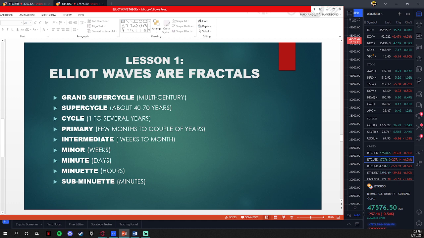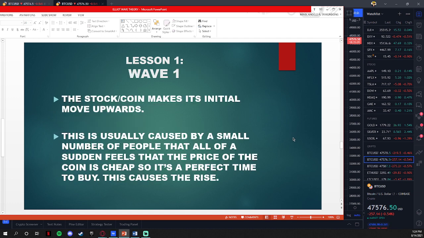With that said, that's the introduction covering the theory of the Elliott waves, and now we're going to be covering the 5 impulse waves and how they work. So wave one. The stock or coin makes its initial move upwards. This is usually caused by a small number of people that all of a sudden feel that the price of the coin is cheap, so it's a perfect time to buy. This causes the rise.